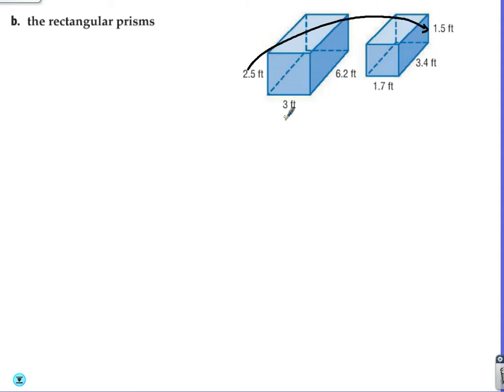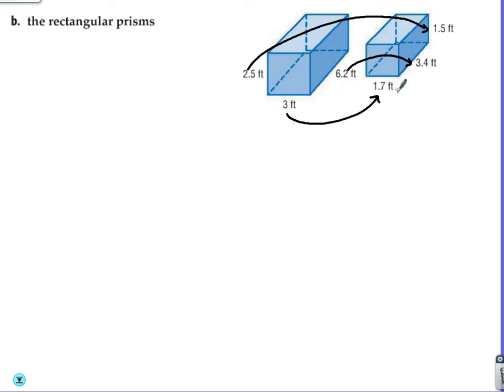What does the 3 correspond with? And 6.2 with 3.4. And a lot of people are saying, how do you know that? The smallest with the smallest, the largest with the largest. Okay? So we need a scale factor. I need to know which way. Let's go this direction, 2.5 to 1.5. I need to know what I can multiply 2.5 by to give me 1.5.